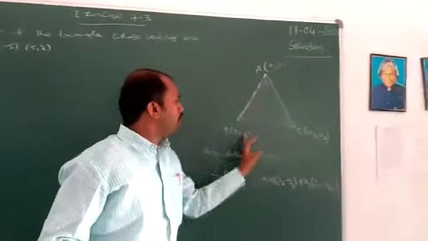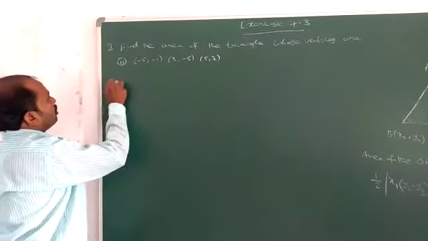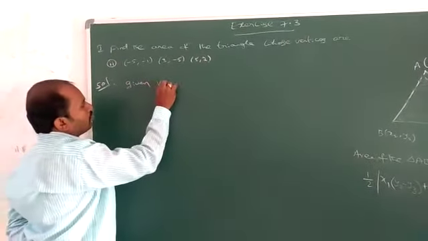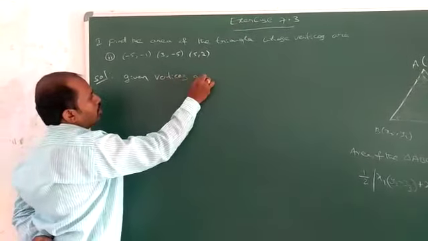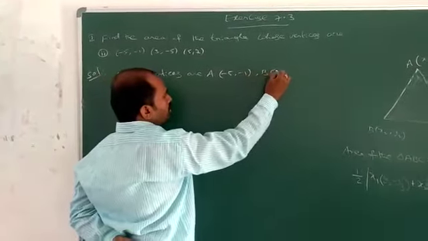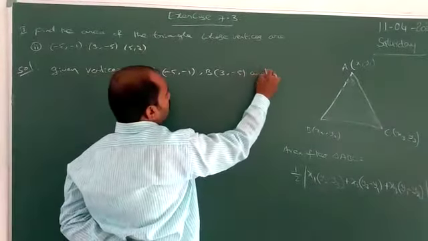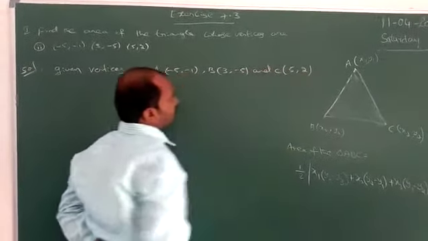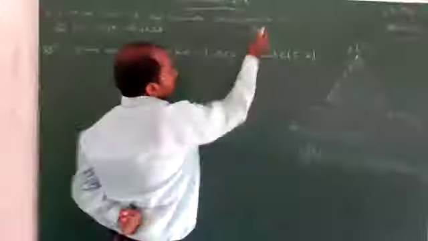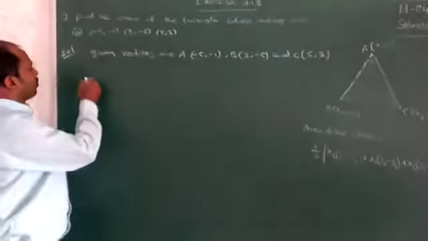Find the area of the triangle whose vertices are these three vertices. Same model, this one A, B, C. Use this formula. Now the solution. Write the given vertices. A, first vertex is -5, -1. Second vertex is B, 3 comma -5. And C, third vertex, 5 comma 2. These are the given three vertices. You find the area of the triangle, so you write the formula.